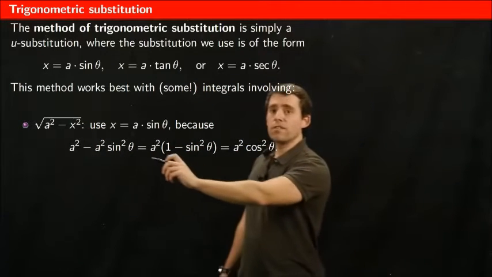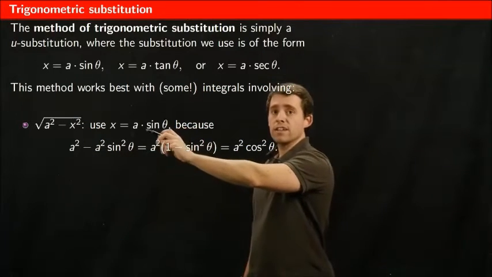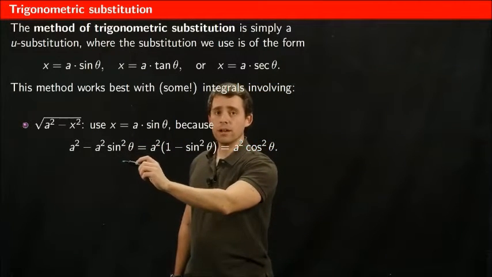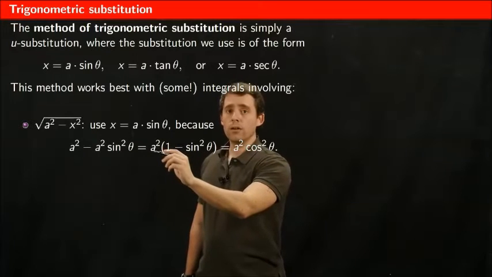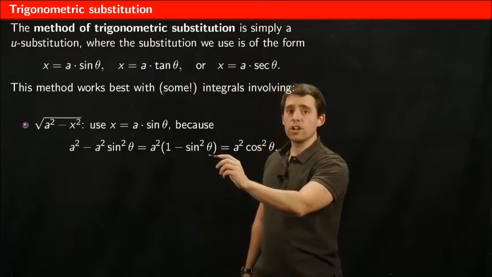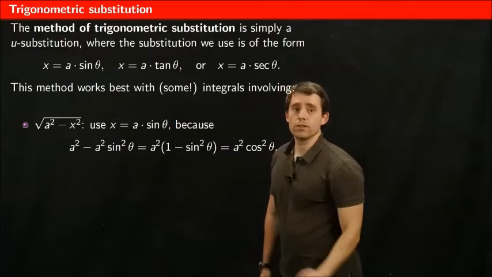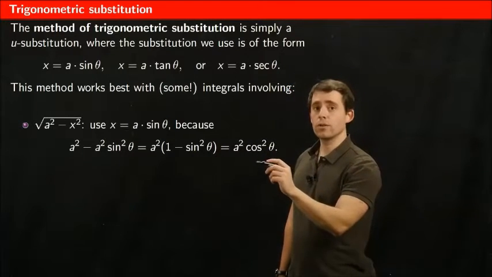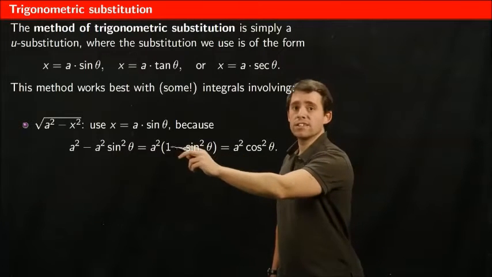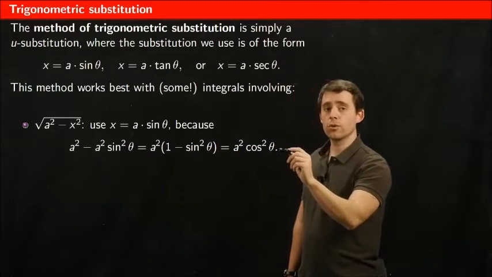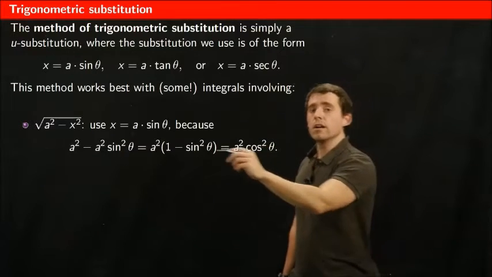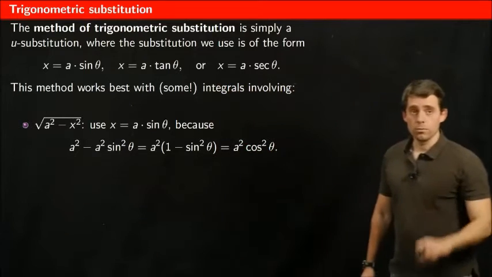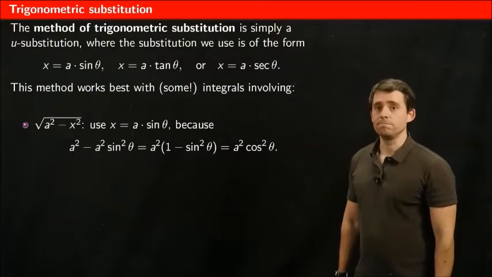Because when you plug this in for x, you get a squared minus a squared sine squared theta. Then pull out the a squared, and you get 1 minus sine squared theta. Thanks to the trigonometric identity that sine squared plus cosine squared equals 1, this simplifies to a squared times cosine squared of theta, which is a square, and it will cancel out with the square root, and therefore we'll be able to continue the integration.